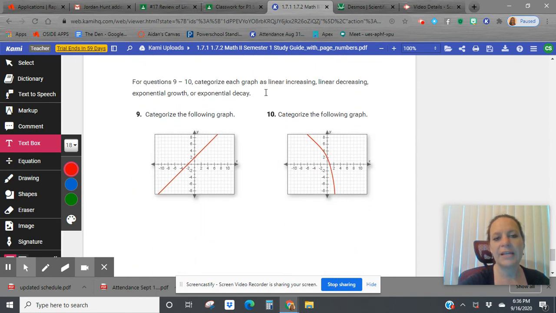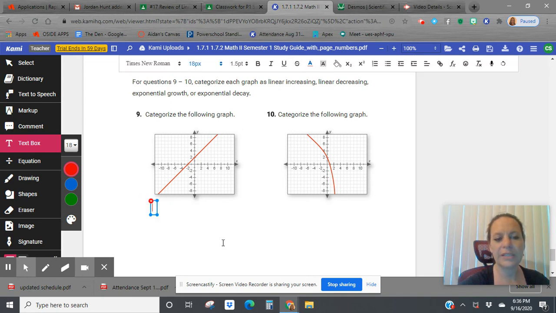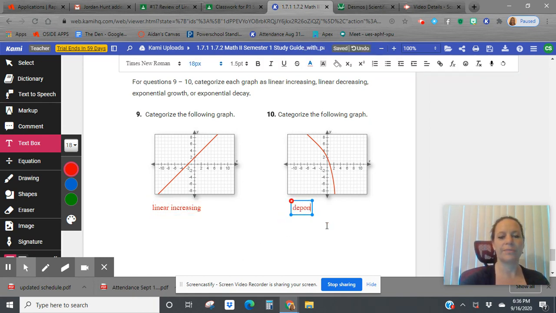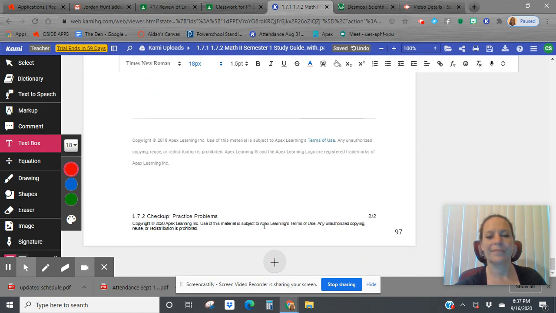For questions 9 and 10, categorize each graph as linear increasing, linear decreasing, exponential growth, or exponential decay. So this first one is linear and it's going up, so it's linear increasing. Second one is going down in a curve, so it's exponential decay. And that's the end.